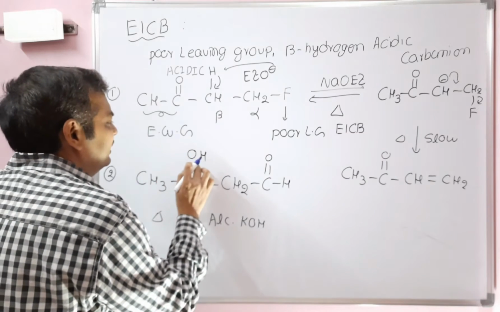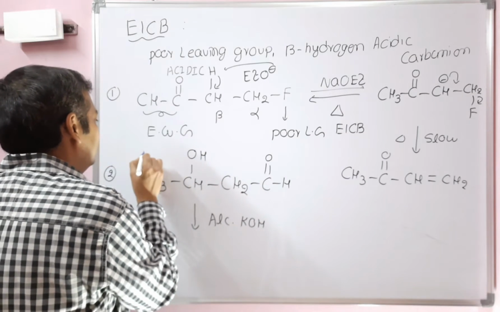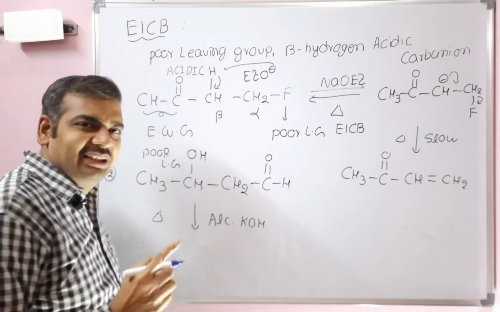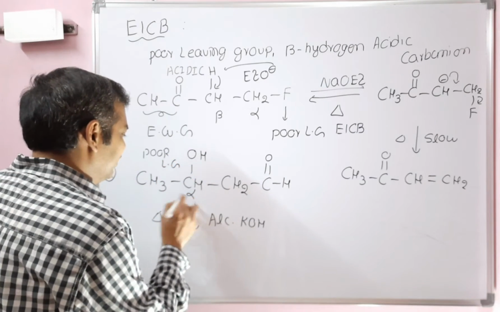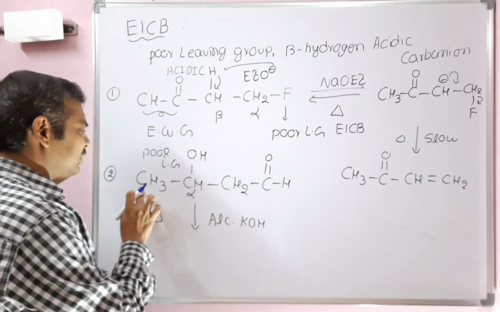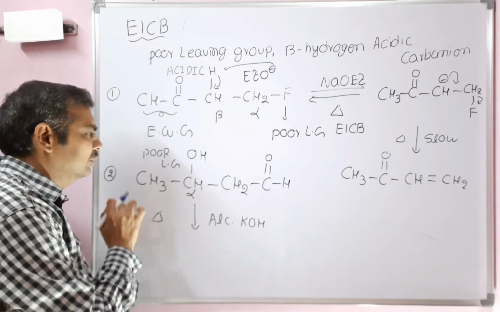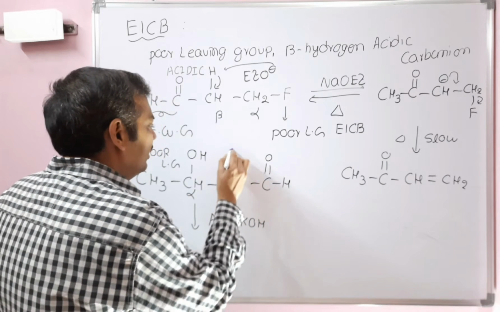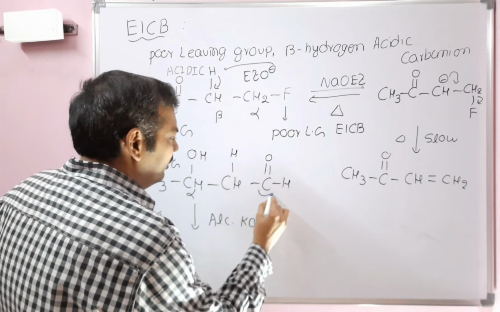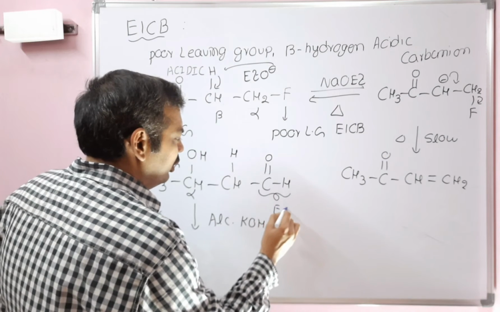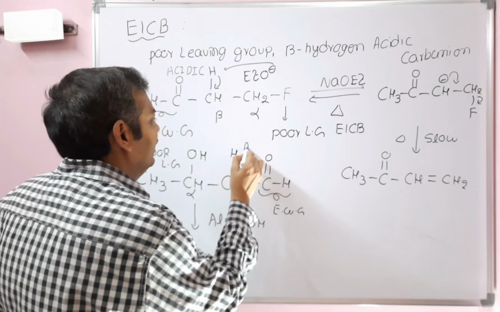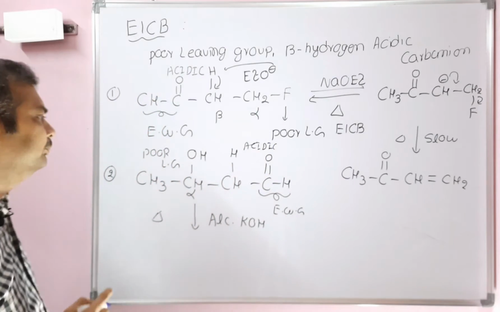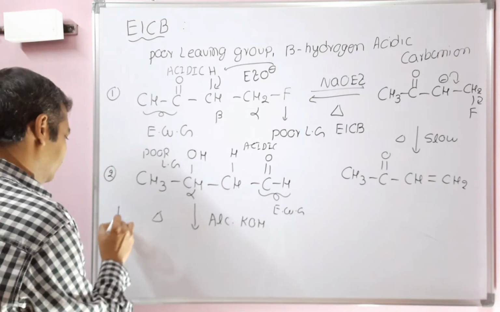The first condition is a leaving group. This is the leaving group, and no doubt it is a poor leaving group, so there is a chance. There are two beta carbons. Here this hydrogen is not acidic, because adjacent to it there is no electron withdrawing group. This other hydrogen is acidic, because its carbon is attached to an electron withdrawing group. Acidic hydrogen and a poor leaving group are present, so it will undergo the E1CB reaction.